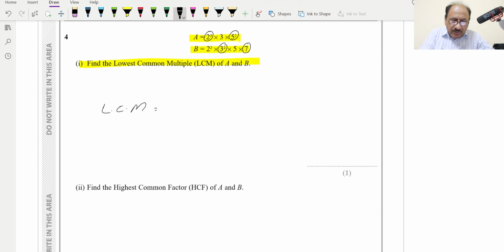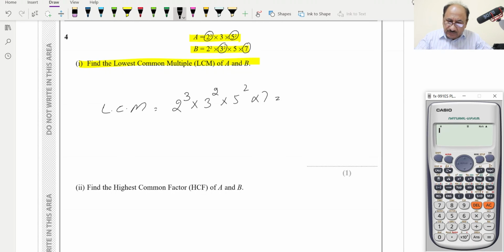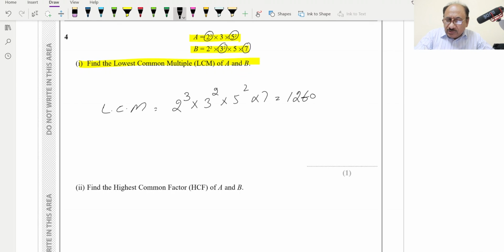So LCM will be equal to 2 raised to the power 3 into 3 squared into 5 squared into 7, and we can solve this as 2 cubed multiplied by 3 squared multiplied by 5 squared multiplied by 7 is equal to 12600. So this will be the LCM. One more question and we are done.